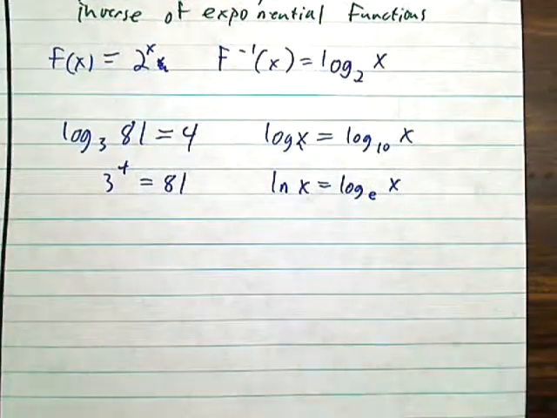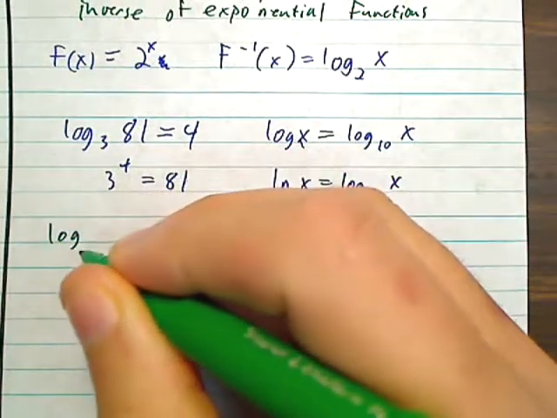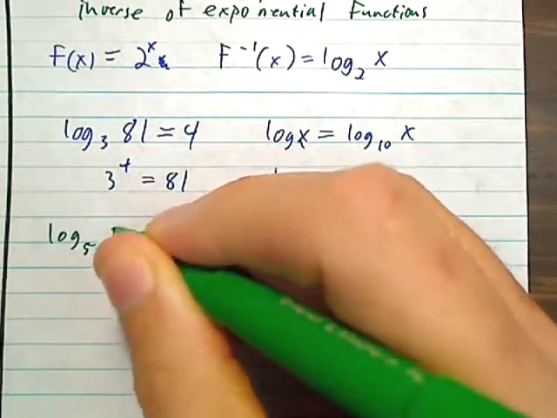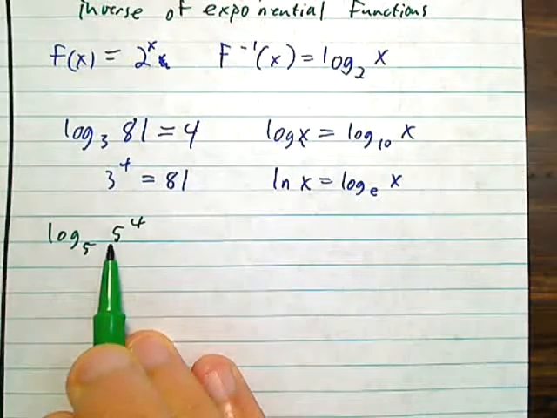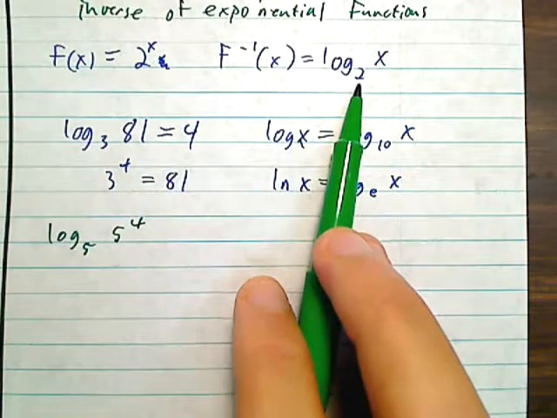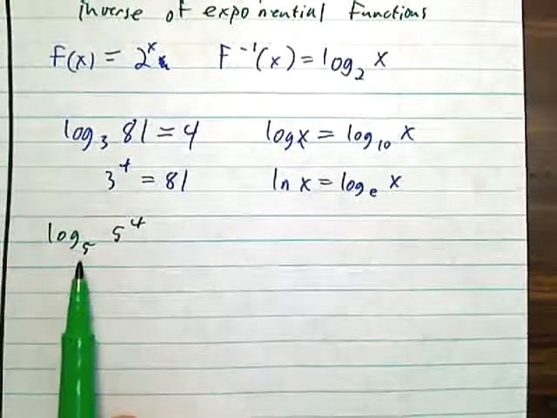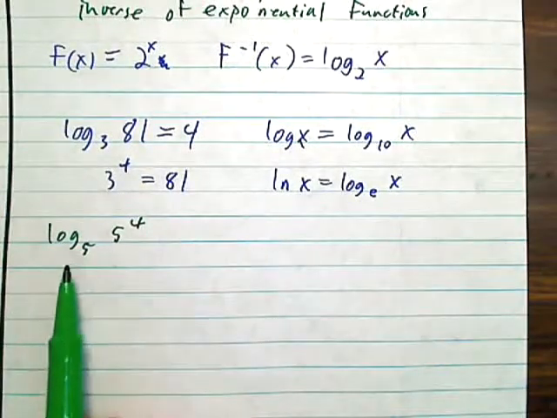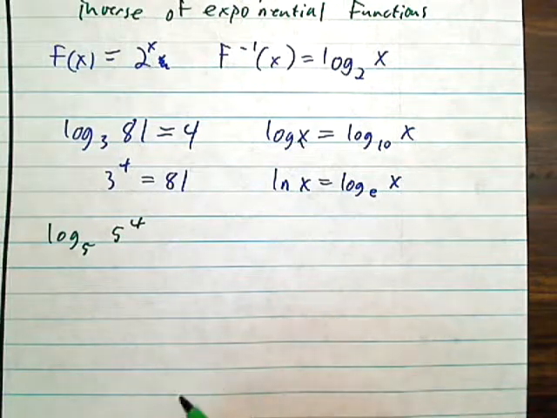A couple problems that we could do. We could have log base 5 of 5 to the 4th power. Now note that this base and this base match each other. I still use that word base. So these bases are the same. So essentially they're going to cancel out. So my answer is going to be 4. But let me show you how I would figure that out.